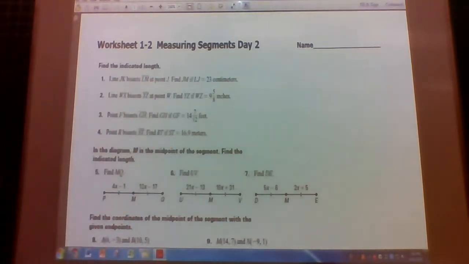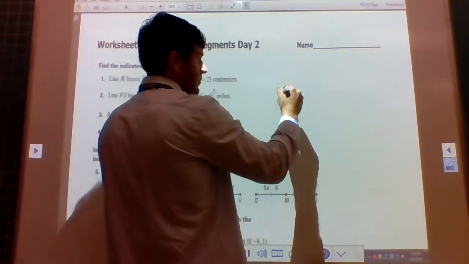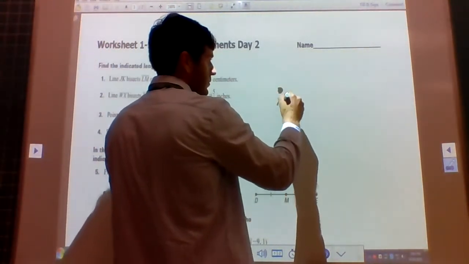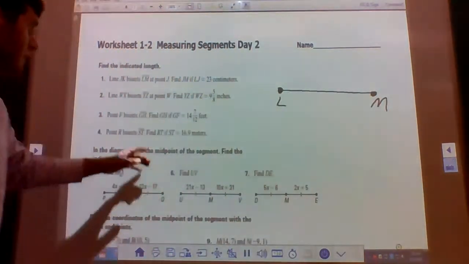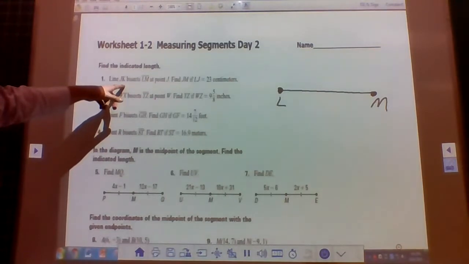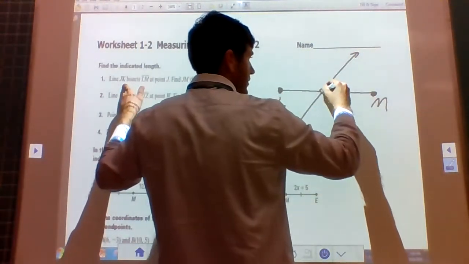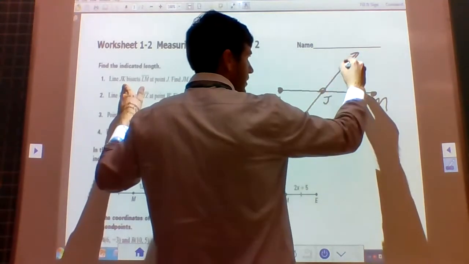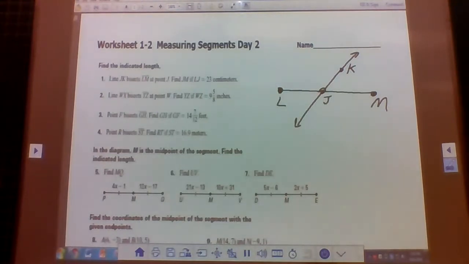Okay, so number 1, it says line JK bisects segment LM at point J. We need to find JM if LJ is 23 centimeters. So let's draw it out. We have segment LM. LM is bisected, meaning it's cut in half by line JK at point J. So we have a line JK that bisects segment LM and splits it in half.